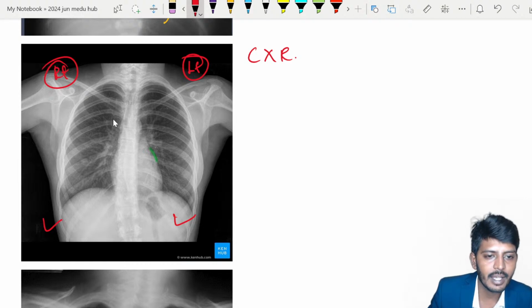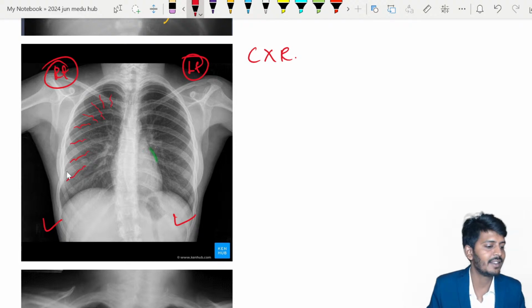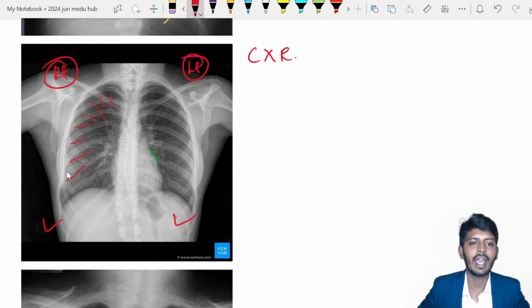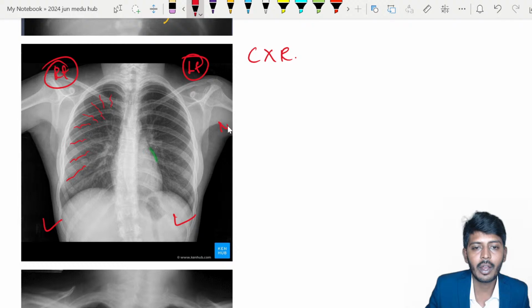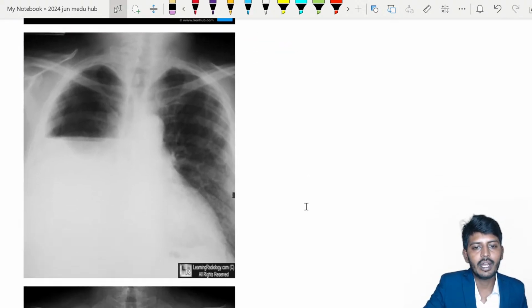But if you notice here, small lines are present. What is that telling me? Very good, you're absolutely correct, Rohit. Positive pressure ventilation is absolutely contraindicated. So you can see the bronchovascular markings. So totally, this is a normal chest X-ray. Okay, let's go to the next one.